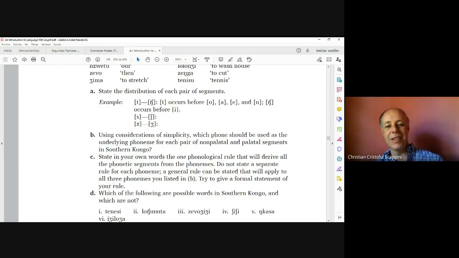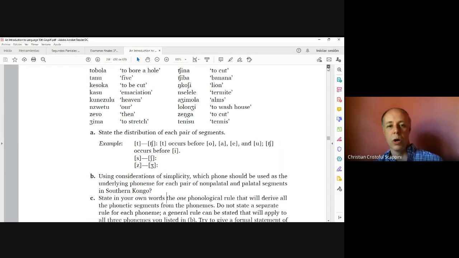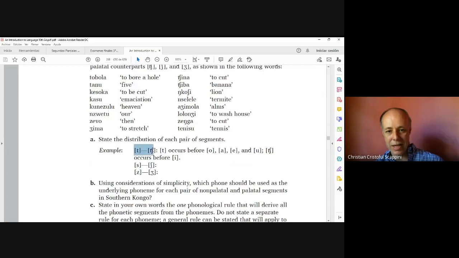C says, state in your own words the one phonological rule that will derive all the phonetic segments from the phonemes. Do not state a separate rule for each phoneme, a general rule that can be stated that will apply to all 3 phonemes you listed. In B, try to give a formal statement of your rule. So it's telling you that if you know the rule for this pair, T and Ch, you will know the rule for S and Sh, and the same rule will apply to Z and J. That is what it's telling you.